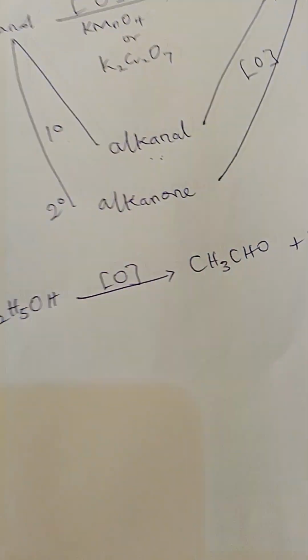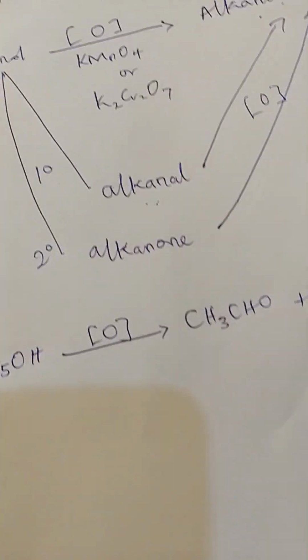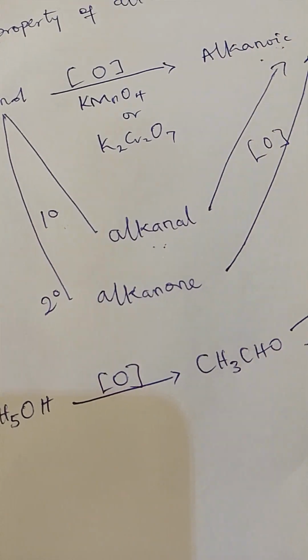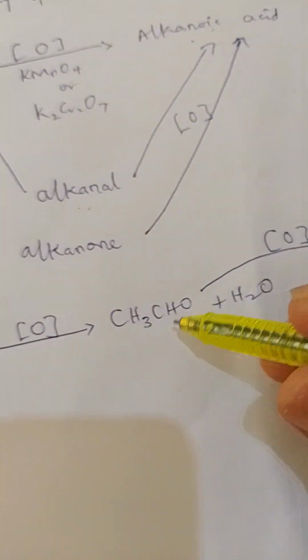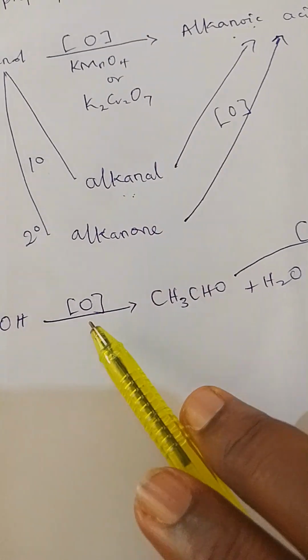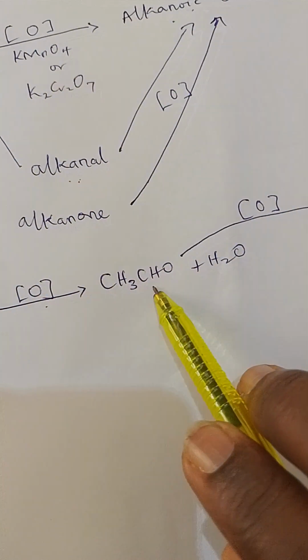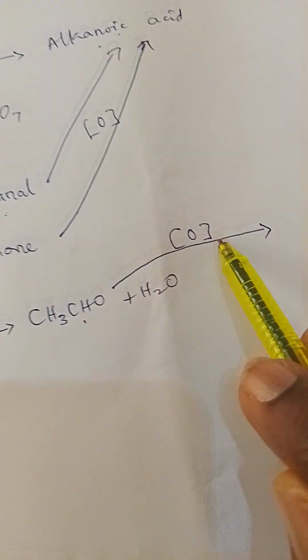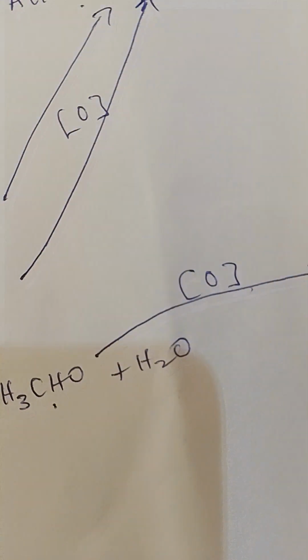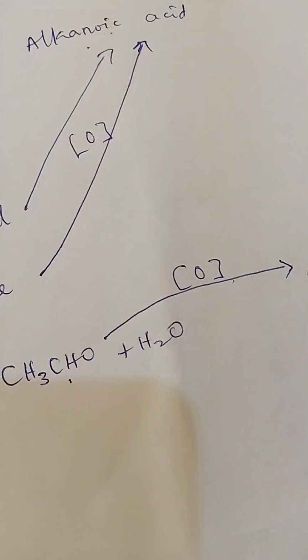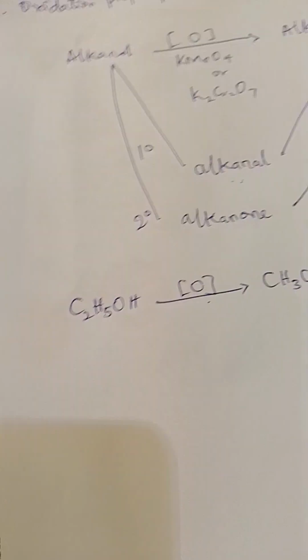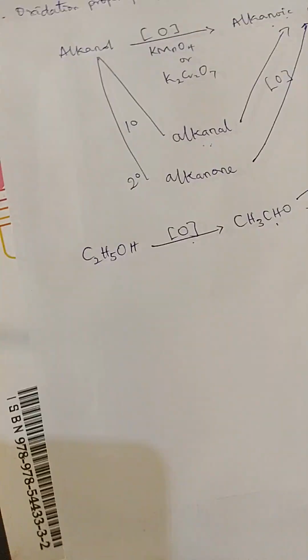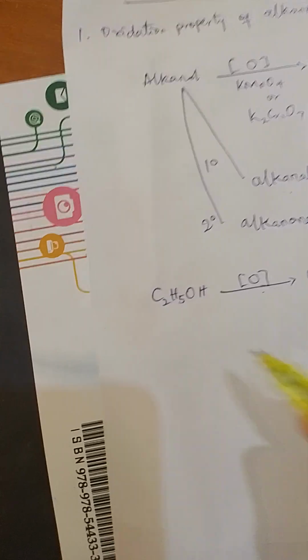We are just putting that for you to understand. Now further oxidation of this alkanal will form what? From ethanol it's oxidized to ethanal. That's partial oxidation. Now further oxidation of ethanal will form ethanoic acid. It's as simple as that. Questions can be fabricated with this. Okay, that's the first chemical property I would like to discuss.